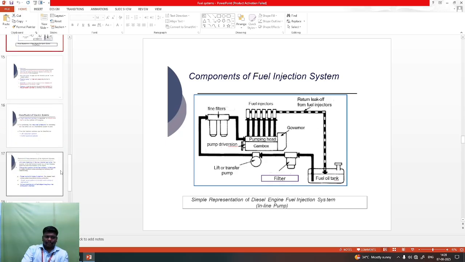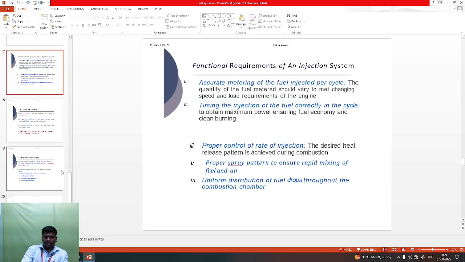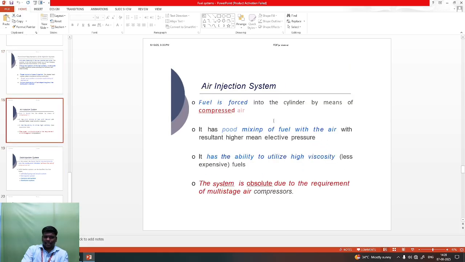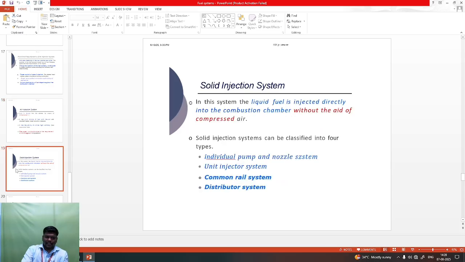We have seen the types: air injection and solid injection. In air injection, compressed air is used to force the fuel into the cylinder, and an air fuel mixture occurs. In solid injection, we do not use air; we inject the fuel directly into the combustion chamber. In that, we see 4 types: individual pump system, unit system, common rail system, and distributor system.